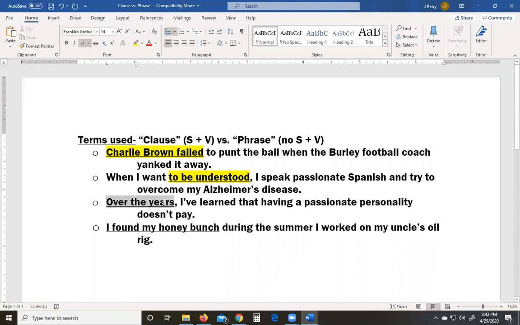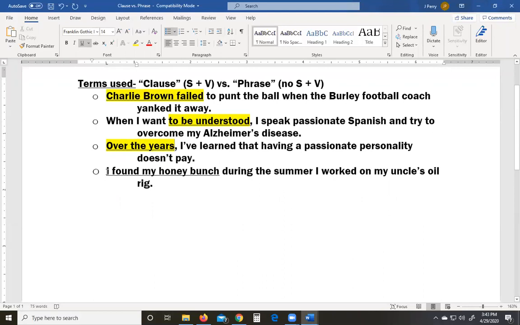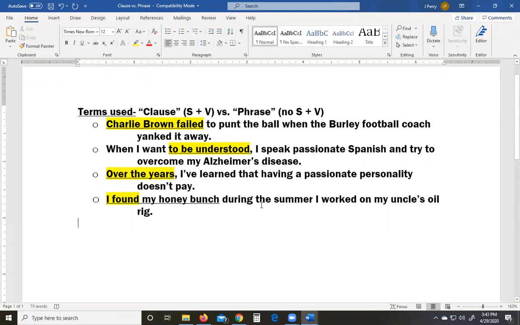Okay, over the years, I've learned that having a passionate personality doesn't pay. Over the years has no subject, doesn't even have a verb. This is what's known as a transitional expression. I found my honey bunch during the summer I worked on my uncle's oil rig. I found is a subject and a verb. So there's my clause right there. There's a little bit of extra information here, but that's it. It's that easy. So when something's a clause, it's got a subject and a verb. When something's a phrase, it is this other part right here, to be understood.